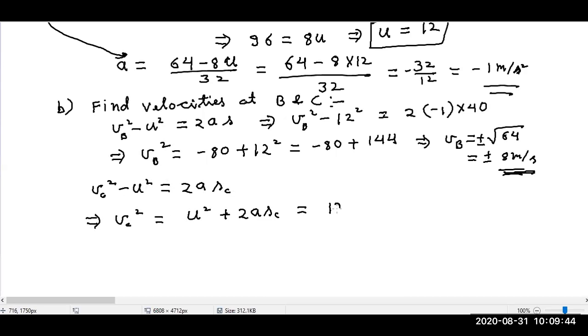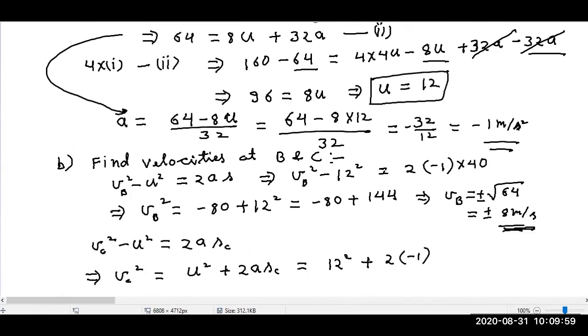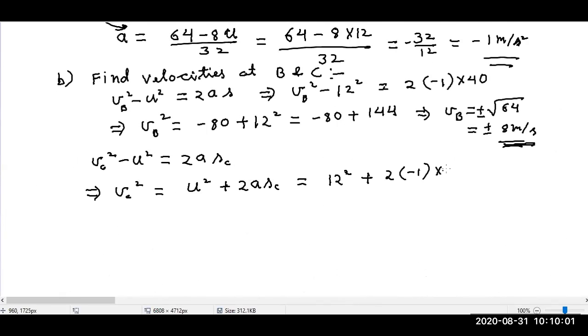So U was 12 and A is -1 and S is 64. You can see S is 64. 40 plus 24, so this is 64. So you can write 64 and we will solve it. So VC will be how much if we solve?